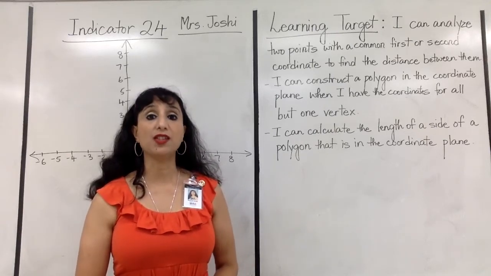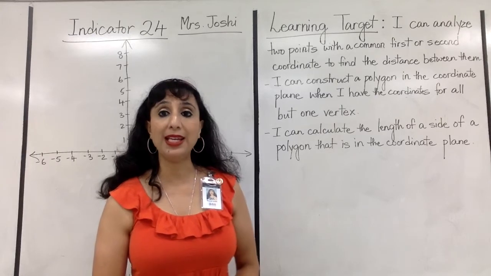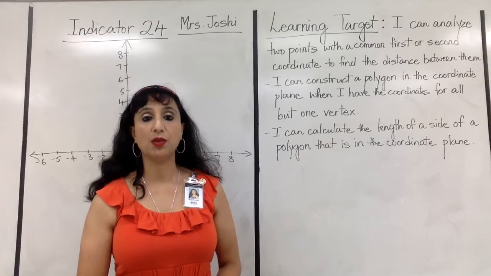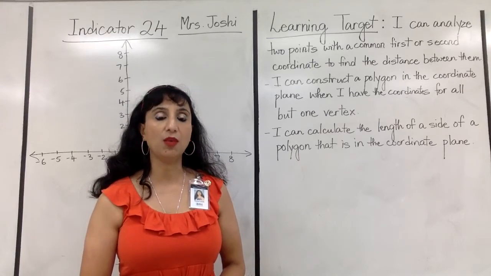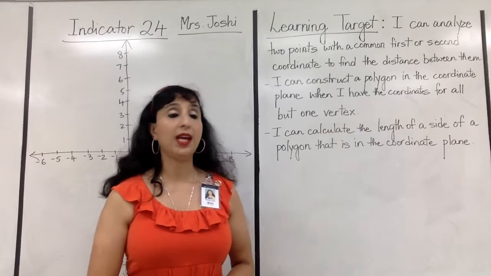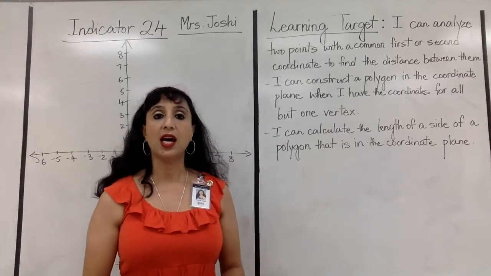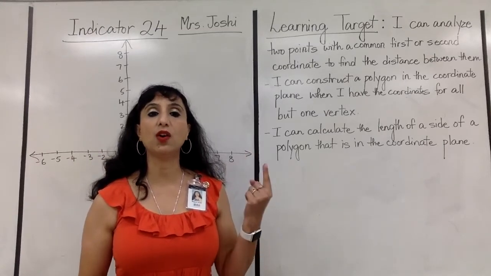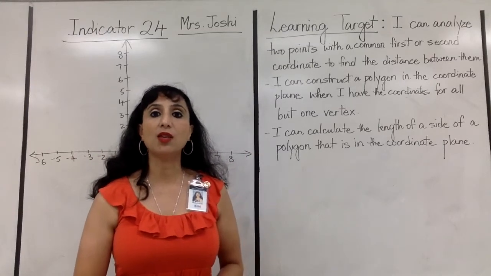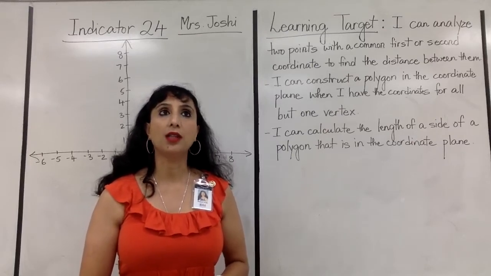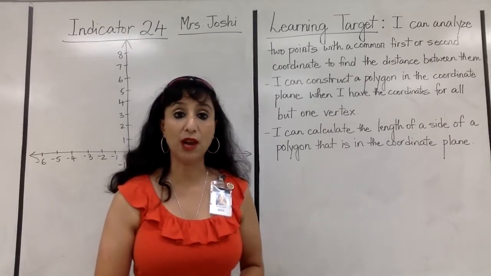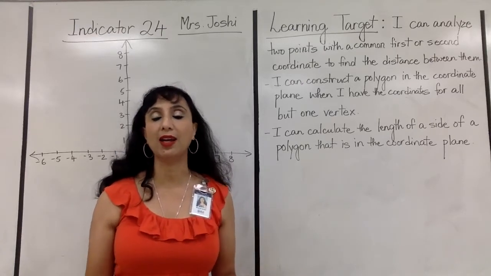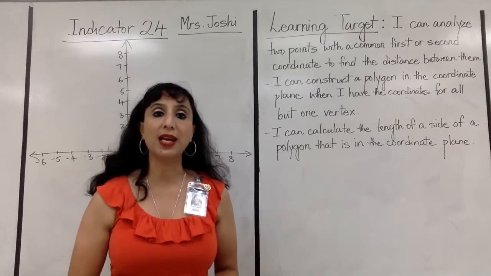Then we have, I can construct a polygon in the coordinate plane when I have the coordinates for all but one vertex. A polygon is a two-dimensional shape with straight lines connected at the corners, and the corners are called the vertices, or each one corner is called the vertex. In this, you are going to be given, let's say, 3 ordered pairs to graph, and you have to figure out what the fourth one would be to make a rectangle, or to make a square.